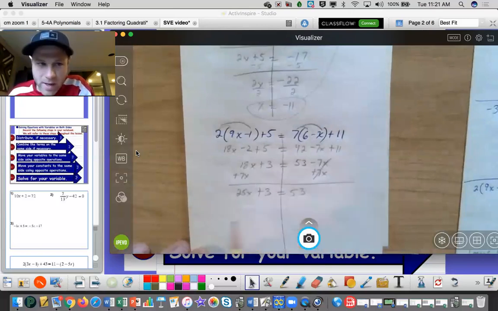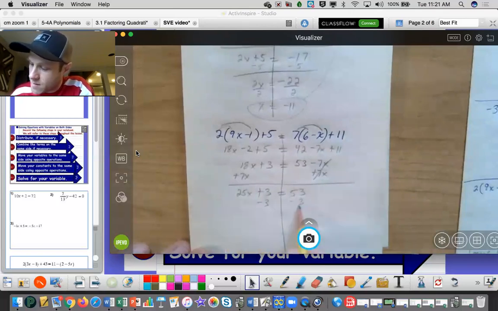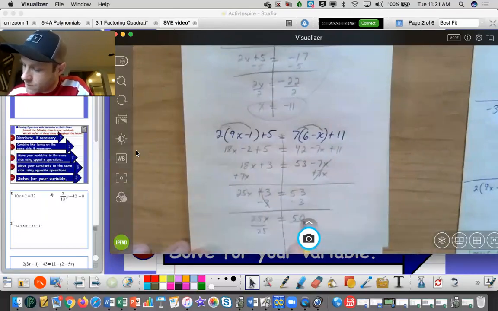And now we're right back where we were in the first two examples. We're going to subtract 3 and isolating this 25x all by itself equals 50. And then divide by 25. And we get x equals 2.